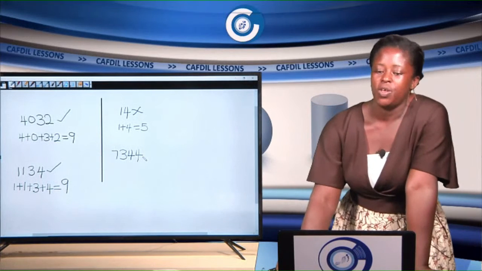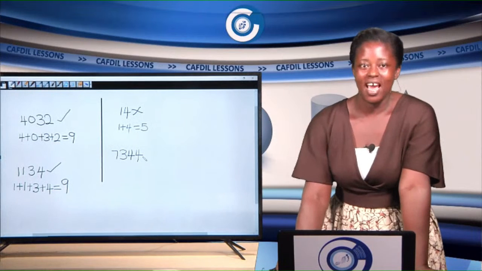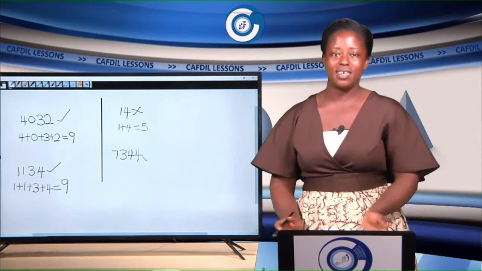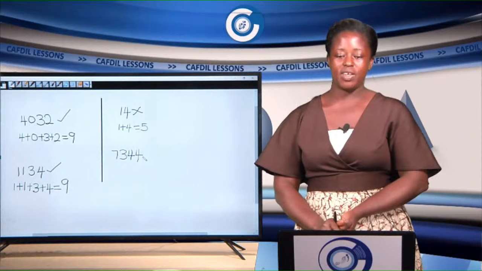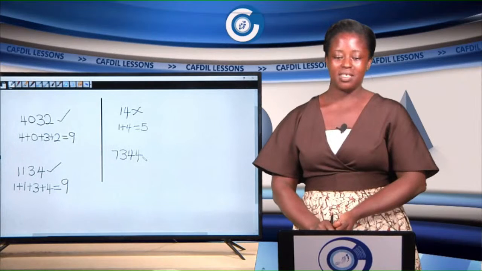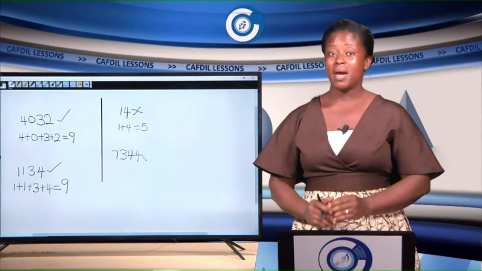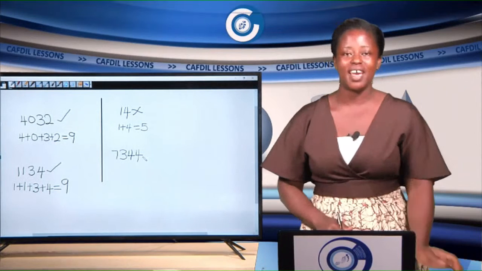7,344. We want to check if it is divisible by 9. And how are we going to do it? We must add all the digits, and if the sum of the digits is divisible by 9, then that number 7,344 is divisible by 9. But if the sum is not divisible by 9, let's try and see.